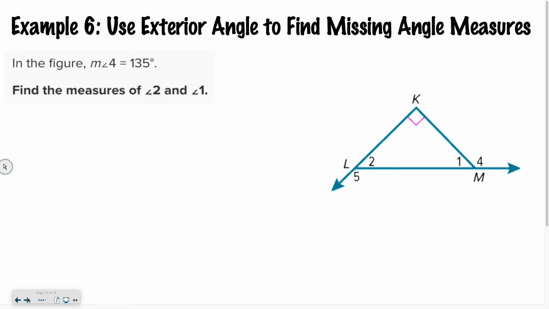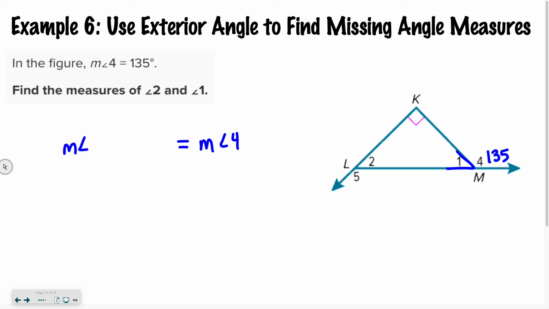In the figure, we know that the measure of angle 4 is 135 degrees. We want to find the measures of angle 2 and angle 1. So if we look at this problem, I see that the measure of angle 4 is supplementary with angle 1. But some of you might be thinking about how we just practiced solving for those exterior angles, right? We said that those exterior angles, so in this case the measure of angle 4, would be equal to the measure of the two angles that are not touching it.